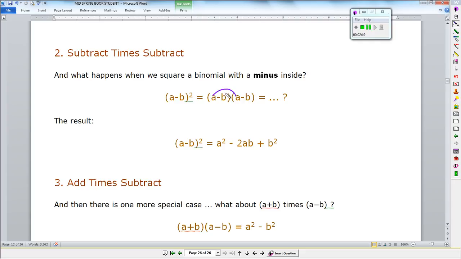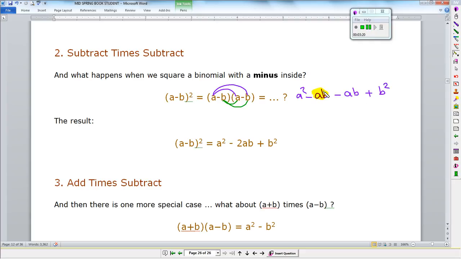We are going to distribute the first term of our first binomial with each one of the terms of our second binomial. So that will give us a squared minus ab. And we repeat exactly the same process again for the second term. So minus ab plus b squared.